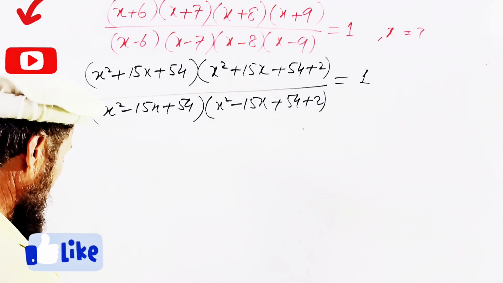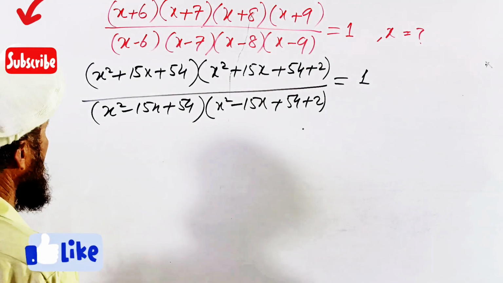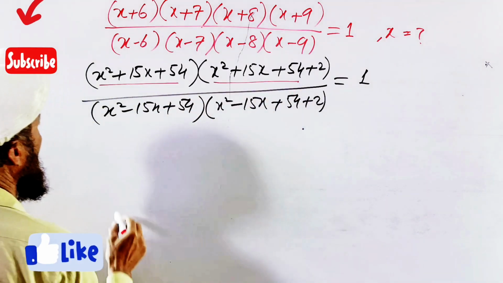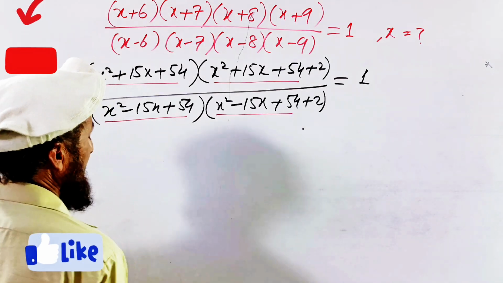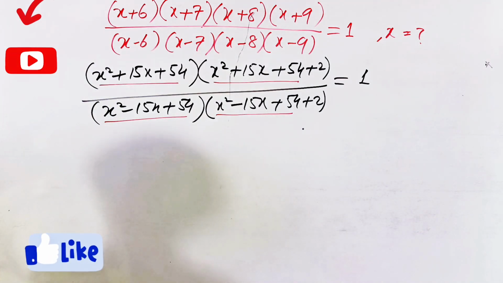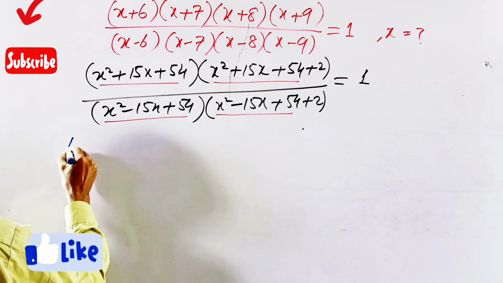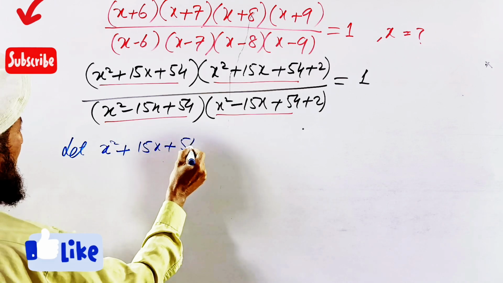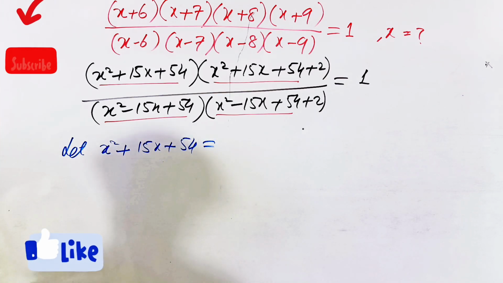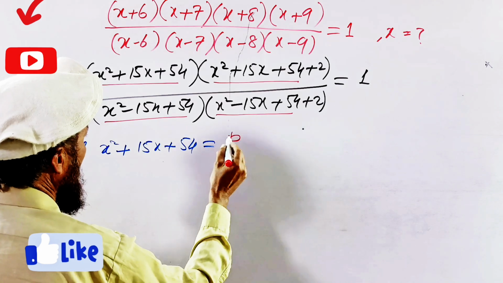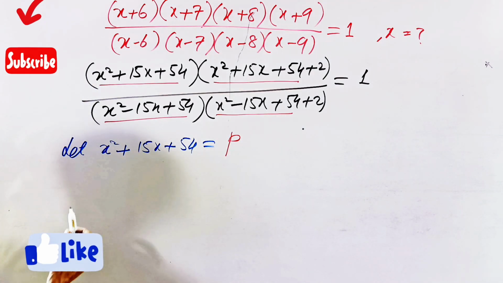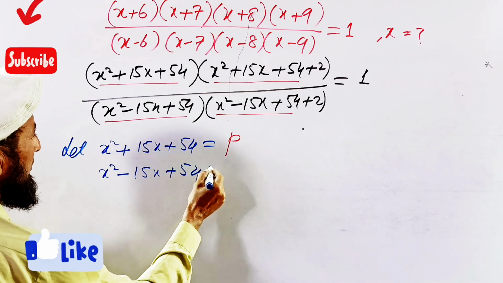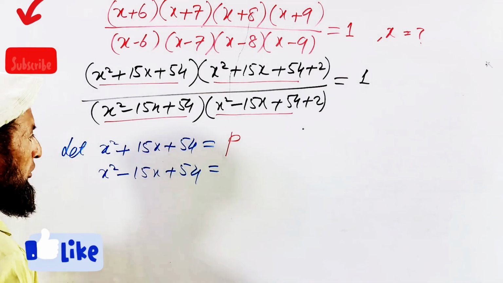Now we are making a supposition here. If we take these terms as the same, look here, x square plus 15x plus 54 is the same term, so we take the supposition. Let x square plus 15x plus 54 be equal to p. We give it the name p. Similarly, x square minus 15x plus 54 is equal to q, we give it the name q.